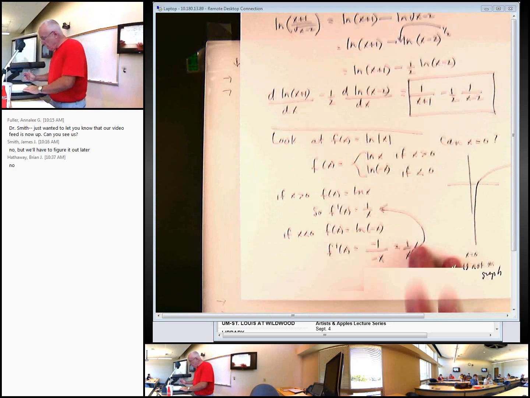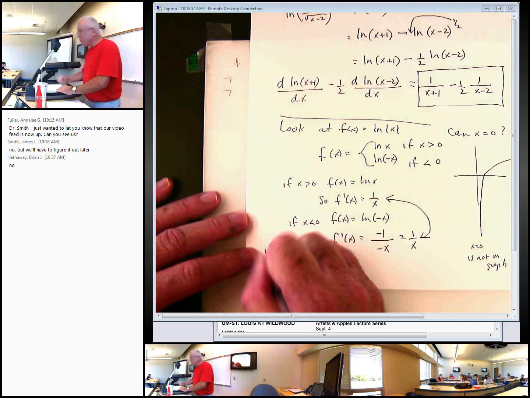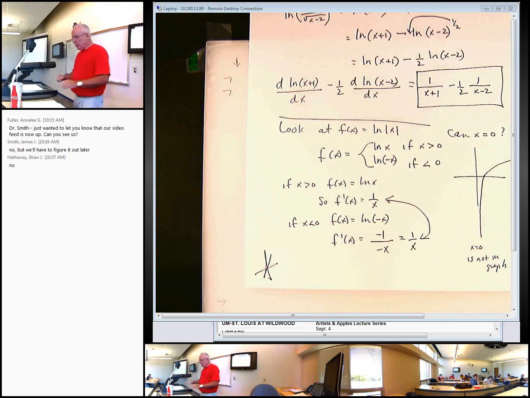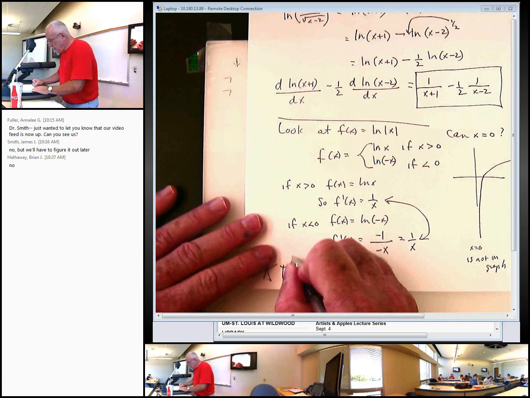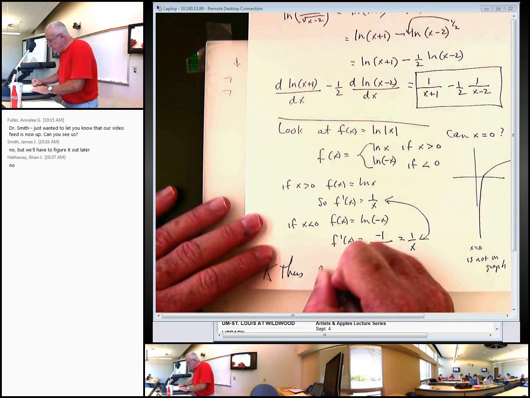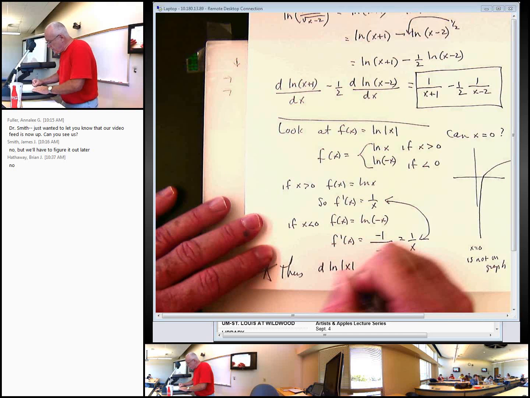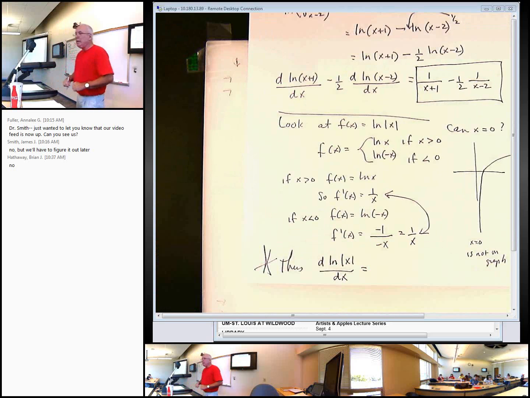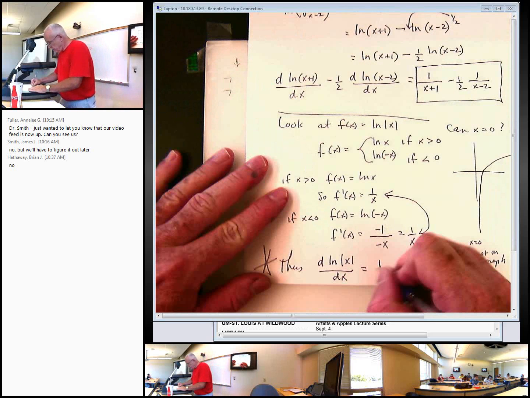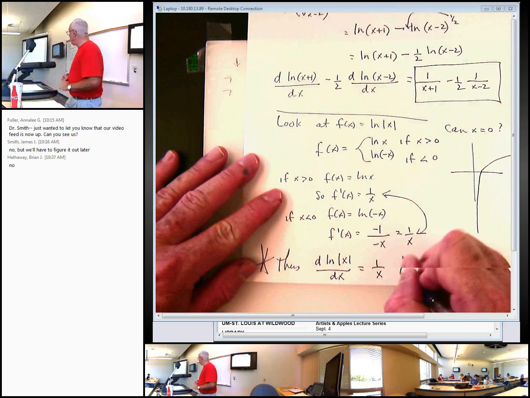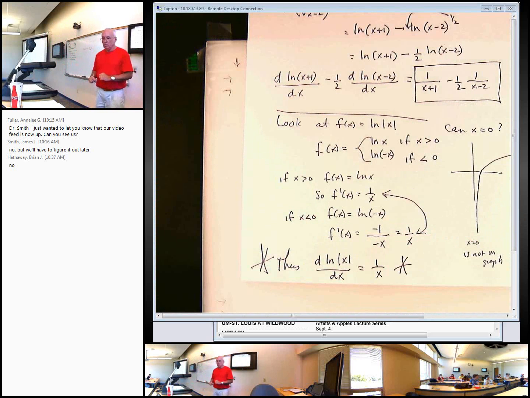So I can come up with this, and I'm going to put another asterisk right here. Thus, the derivative of the natural log of the absolute value of x, either way we go, is going to equal 1 over x. All right?